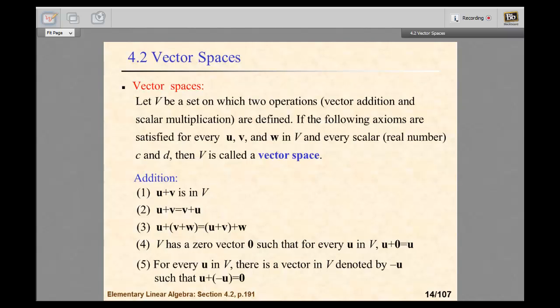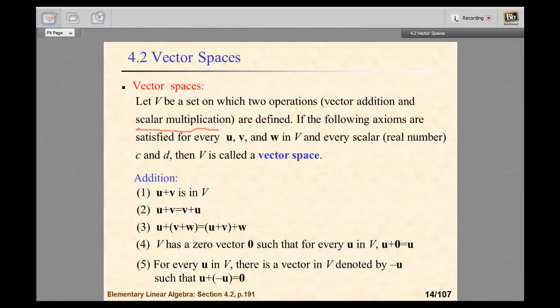So there is a vector space. It says that let V be a set on which two operations, vector addition and scalar multiplication, are defined. If the following axioms are satisfied for every u, v, and w in V, and for scalars, real numbers.